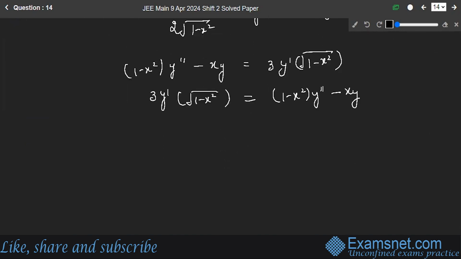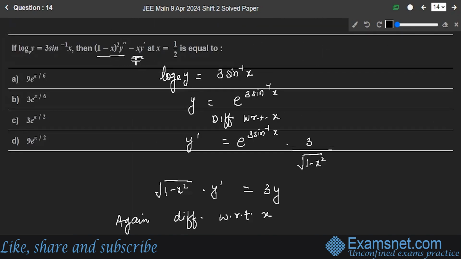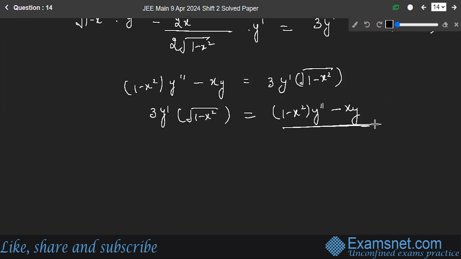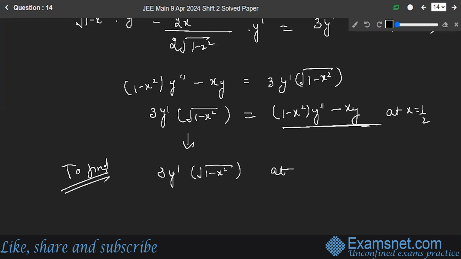Let's rewrite this thing. Now you have to find out this value at x is equal to 1 by 2. So that means you have to find out this at x is equal to 1 by 2. So let's put over here x is equal to 1 by 2. This will give me 3y dash. You have to find out root of this, this value at x is equal to 1 by 2.